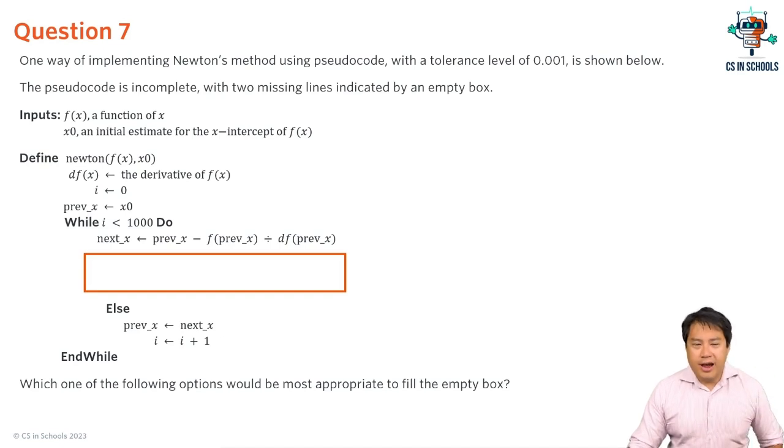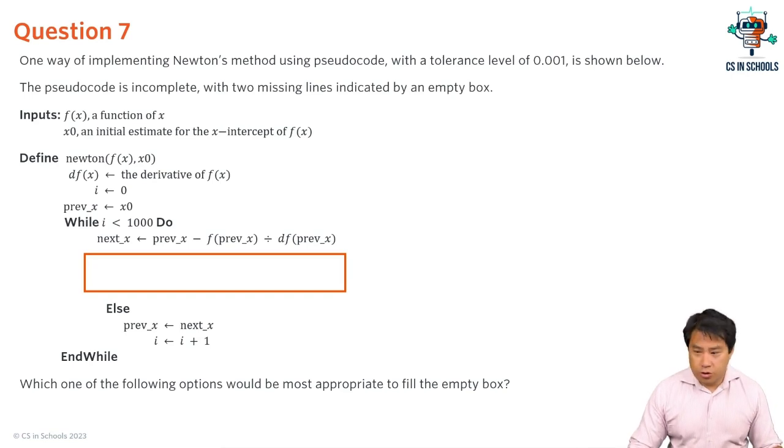They've given us some code there, and which one of the following options would be most appropriate to fill the empty box? So this question is a little bit different from the other pseudocode questions that we've gone through previously, in that this one does require us to understand how Newton's method works and how to actually represent that in pseudocode. The other questions previously, we were given the pseudocode and we were asked to find the final value. So you didn't really need to understand what the pseudocode is doing. You just need to be able to follow it through line by line. But in this case, we do need to understand how the pseudocode will implement Newton's method.